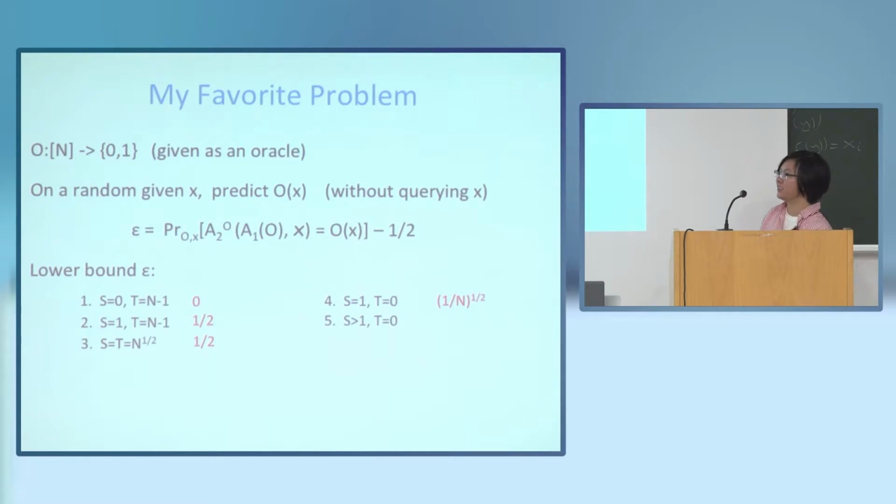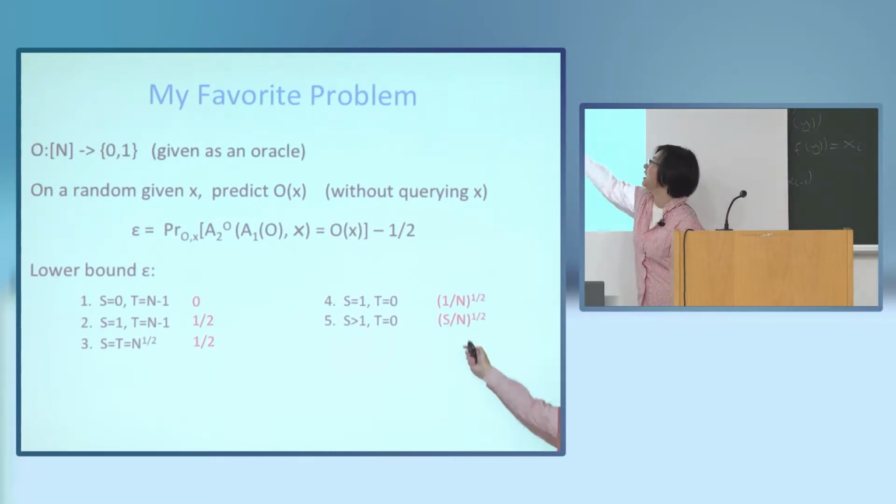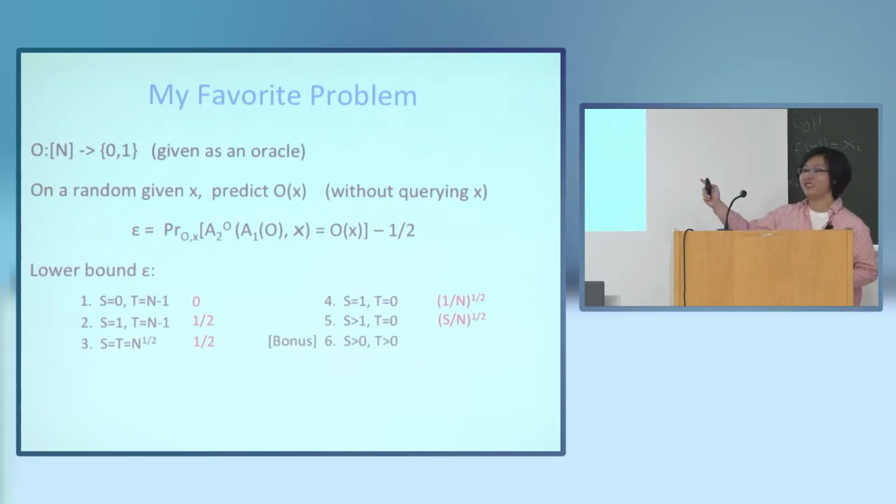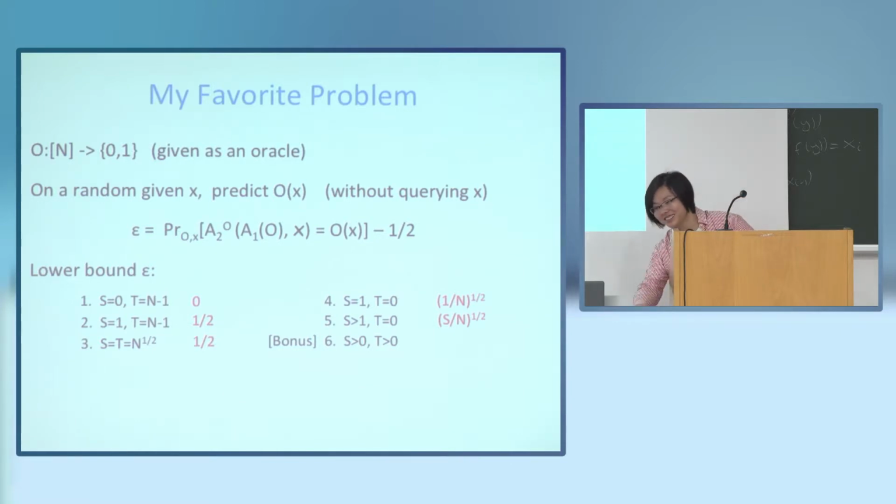Yeah, so the answer is the S is going inside it, so the square root of S over N. And the idea is that now you partition it into S chunks, and for each chunk you store the majority. Okay, now is the very hard bonus problem. What is the answer for general S and T? You just need to guess, and you get 100 marks. I only have half an hour, so you just do a random guess.